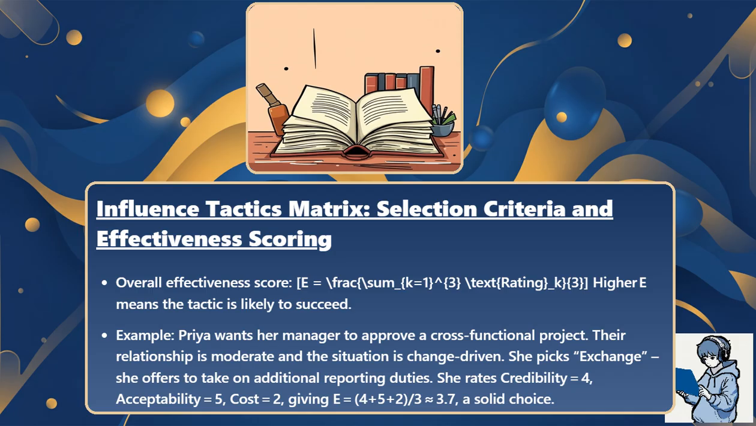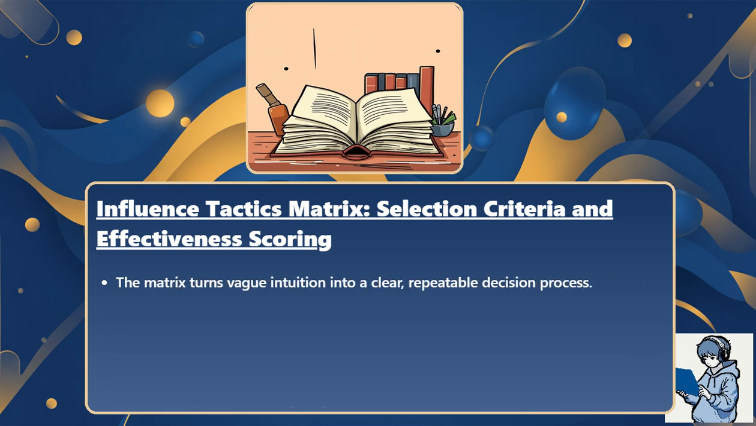She picks exchange, she offers to take on additional reporting duties. She rates credibility 4, acceptability 5, cost 2, giving E equals (4 plus 5 plus 2) divided by 3, approximately 3.7, a solid choice. The matrix turns vague intuition into a clear, repeatable decision process.